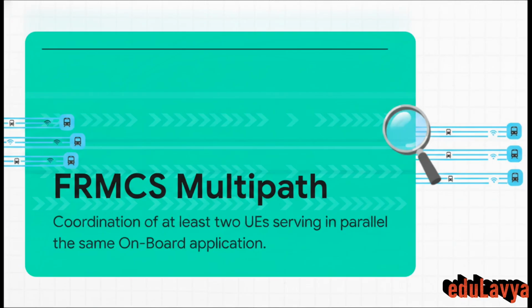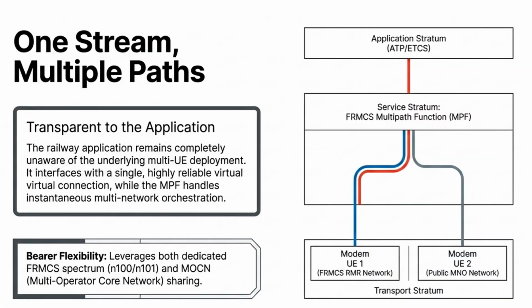Instead of tying one application to a single modem, a single onboard application leverages multiple hardware connections concurrently. It's all about distributing that one application stream over multiple separate UEs at the exact same time to achieve that ultra-high reliability. Let's trace how this actually flows.